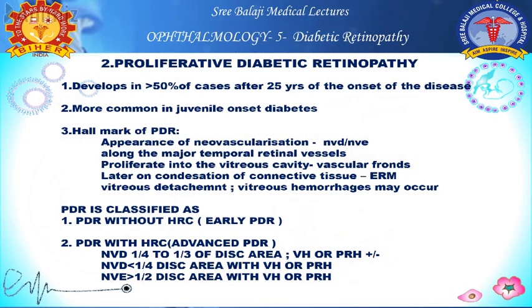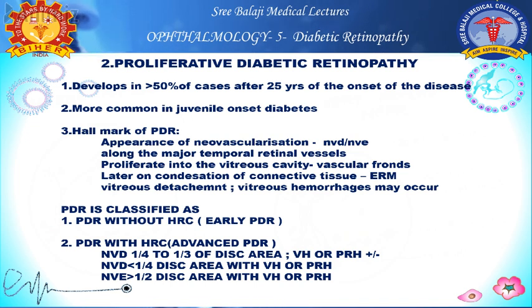Proliferative diabetic retinopathy. So this develops in more than 50% of the cases after 25 years of the onset of the disease and is more common in juvenile onset diabetes, that is type 1. So what is a hallmark of PDR? There can be appearance of neovascularizations or new vessels. So these new vessels can be seen on the optic disc or elsewhere in the retina. Hence it is also called as neovascularization of the disc or neovascularization elsewhere.